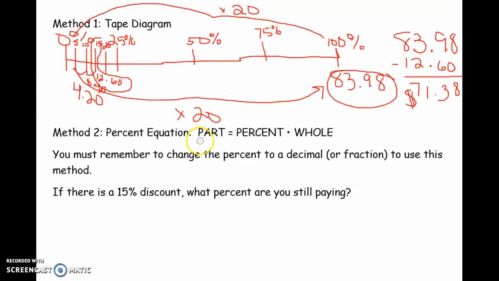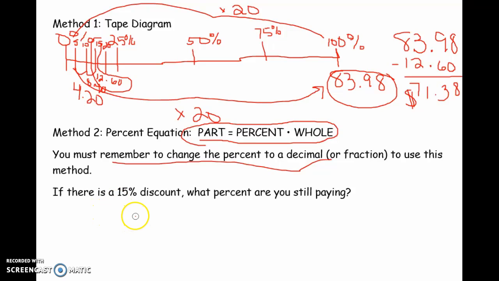Don't forget, this is really the best way to remember how to do percent equation. It's always the part equals the percent times the whole. You must remember to change the percent to a decimal or fraction. We know this now. So let's figure out, do we know the part yet? No. We're going to call it X. Do we know the percent? Yes, it's 15%, which is really 0.15.